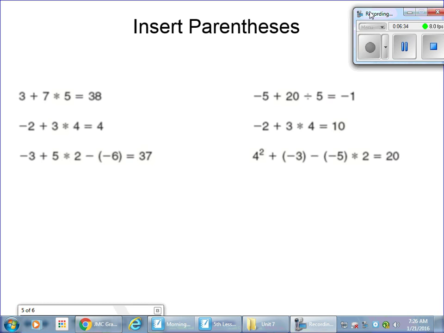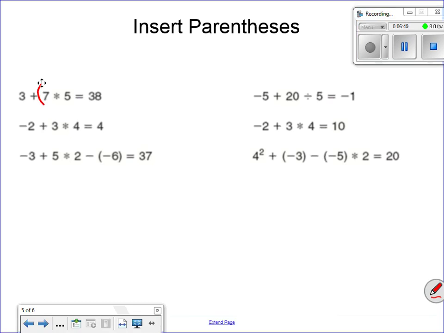3 plus 7 times 5. I have to get to the number 38. Where am I going to put my parentheses? When I see a 3, a 7, and a 5, I've got to think, I've got to get to a big number like 38. So I might have to multiply. If I go 7 times 5 here, kids, that would give me 35, right? Which I could then add to this 3, which would give me 38. That's where you would insert the parentheses on this problem.